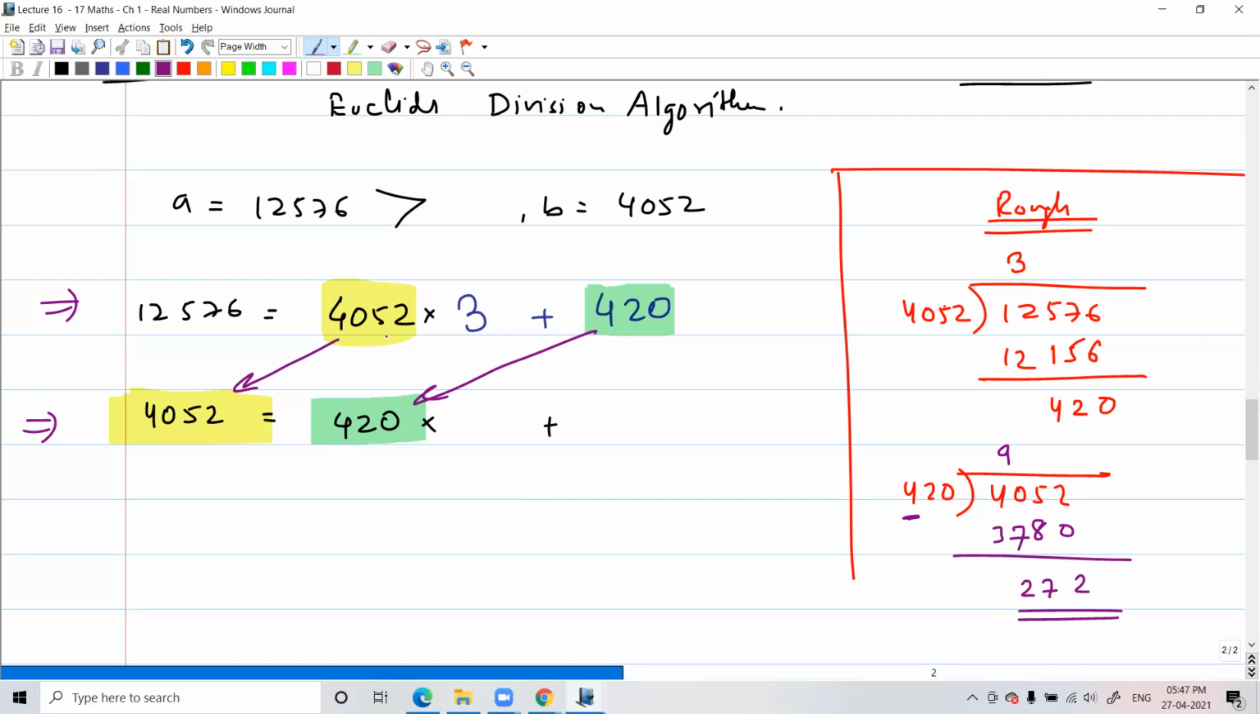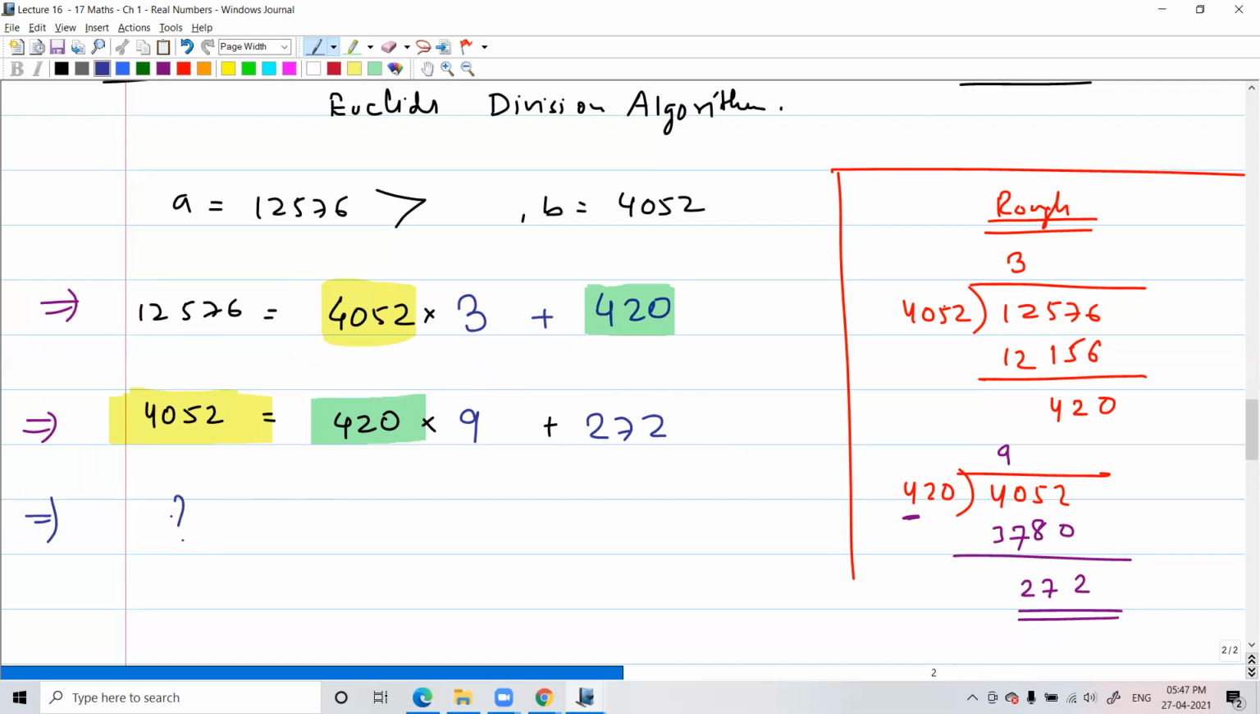So still the remainder is not 0, but we have got our quotient and remainder. So let's write it down. Quotient is 9 and the remainder is 72. Again, what will happen now? Since the remainder is still not 0, we will follow the same step again.